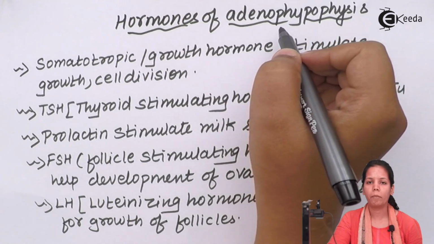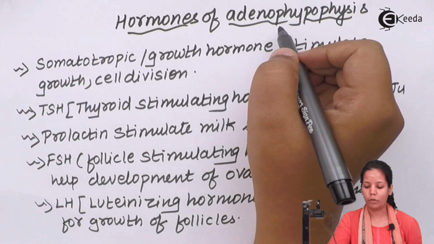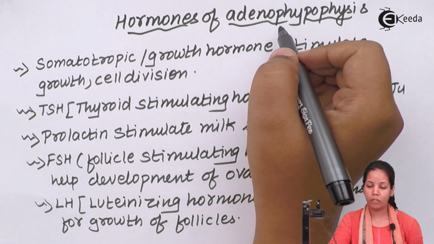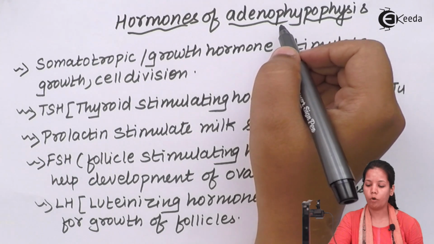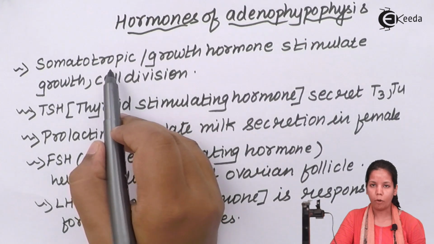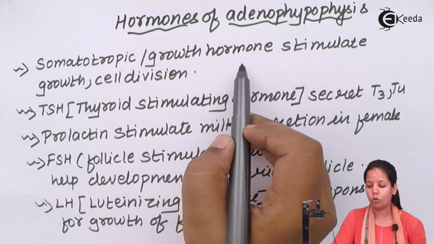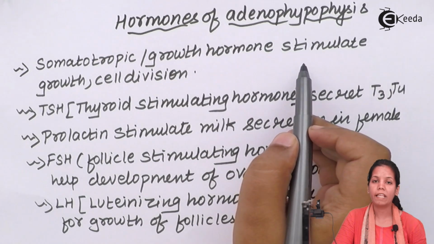Hormones of adenohypophysis or anterior pituitary. Now, adenohypophysis or anterior pituitary secretes various kinds of hormones, including somatotropin, or simply you say growth hormone, that stimulates the growth, enhancement, increasing length of your body.